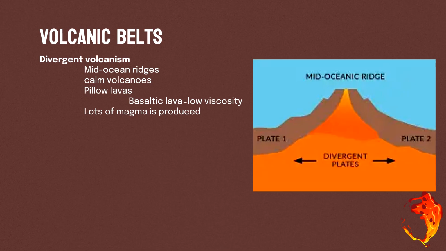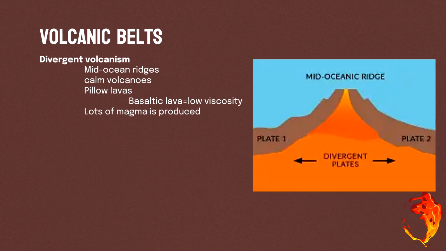And then the second type of volcanism is divergent volcanism. These occur at the mid-ocean ridges. They have calm volcanoes, but they also create lots of magma. They're calm because the plates are spreading apart, and when the two plates are spreading apart, it just leaves a gap for the magma to slowly fill in the gaps, okay?